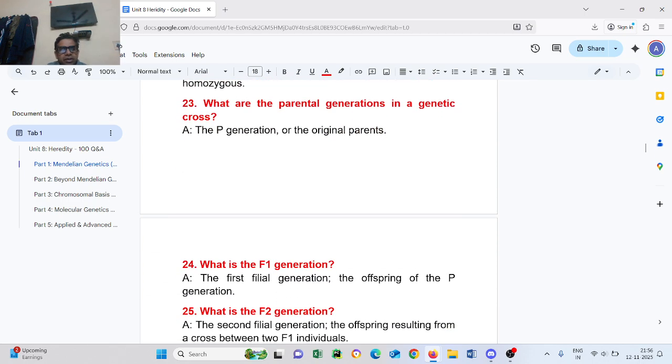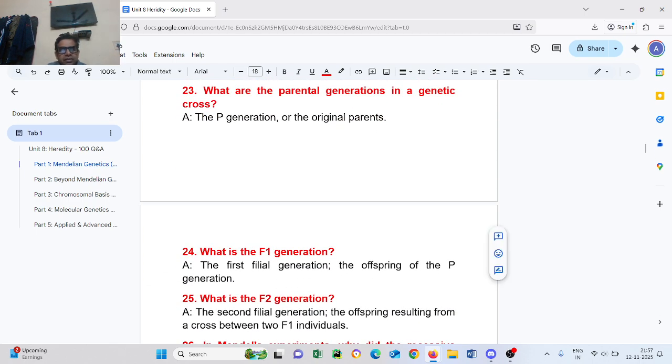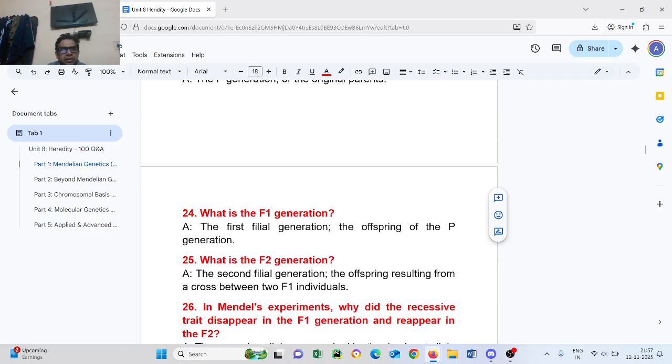What is the F1 generation? The first filial generation, the offspring of the P generation. Question number 24. What is the F2 generation? The second filial generation, the offspring resulting from a cross between the F1 individuals.